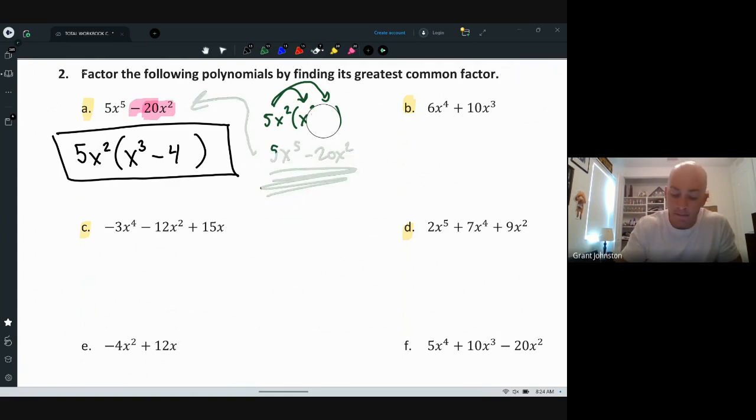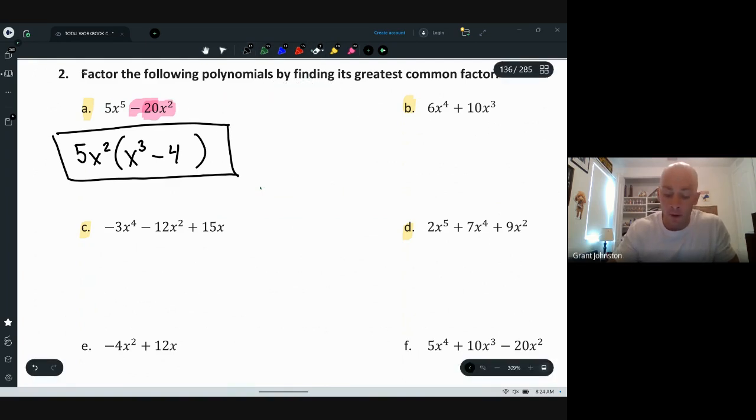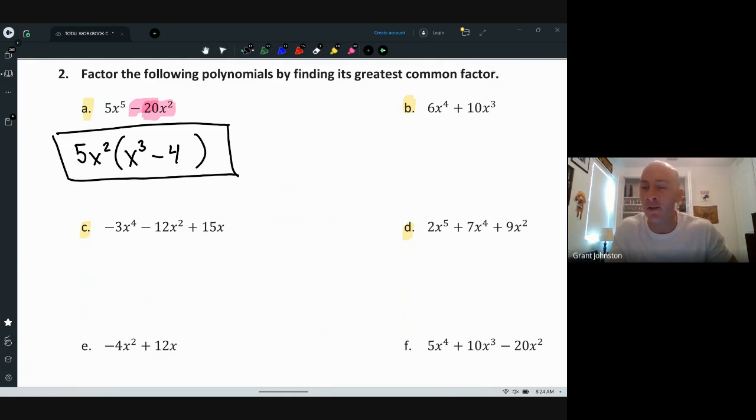Let me do B. So I always like to start with the numbers. So I have 6 and 10. So I think, what is the greatest common factor of 6 and 10? Well, they're both even. So I know 2 goes into both of them as a factor. Factors of 6 are just 1 and 6, and 2 and 3. But 6 isn't a factor of 10. 3 isn't a factor of 10. So the greatest common factor of 6 and 10 is just 2. So I'm going to factor out a 2.